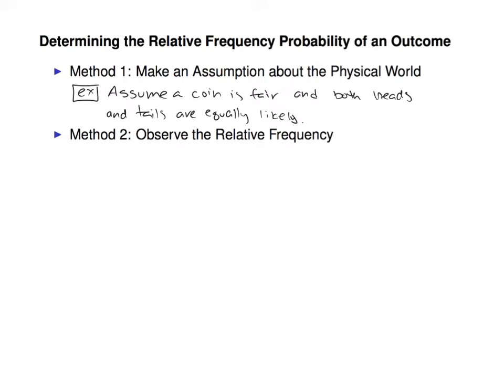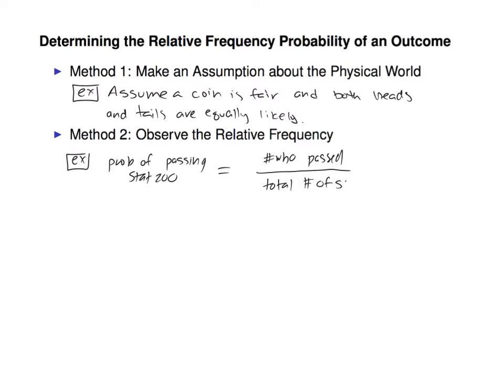Okay. Now, method two is you could observe the relative frequency. This is like my example about this class. So, for example, the probability of passing Stat 200 would be equal to the number who passed divided by what? Total number of students, yep. And if I do a bigger and bigger sample, like I suppose I teach at UAF for 10 years, and I have a large sample, then that's going to probably converge to what the actual thing is.